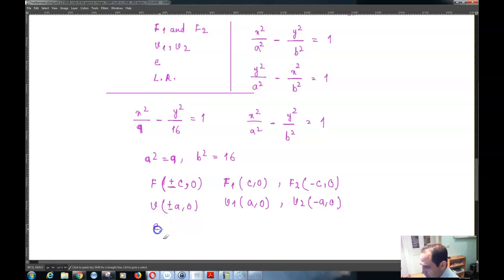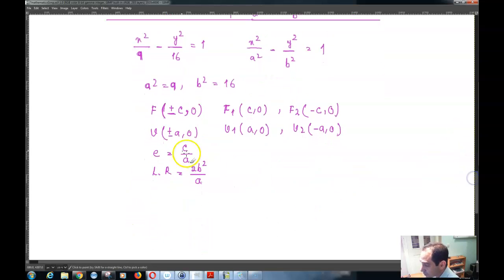The eccentricity would be equal to C divided by A, meaning that for this I basically need C and A. I already have A over here, but C I need to calculate. And the length of the latus rectum is basically 2 times B squared by A, which we can calculate based on what we have over here. So if I calculate my C, I'll be able to calculate all of these things.